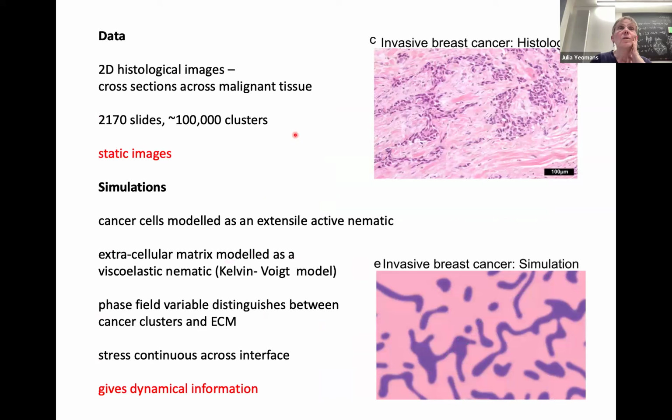And the data we had were histological images from many patients, which were cross-sections across the malignant tissue, two-dimensional cross-sections, 10 to the 5th different clusters. So the data is incredible. It doesn't have error bars. The data looks like this. And what Pablo did is look at these clusters and find their sizes and shapes.